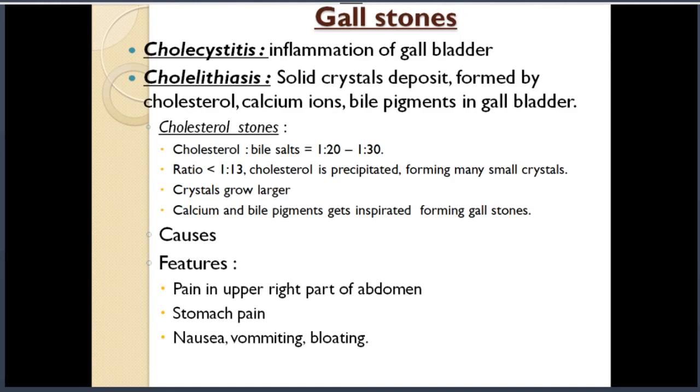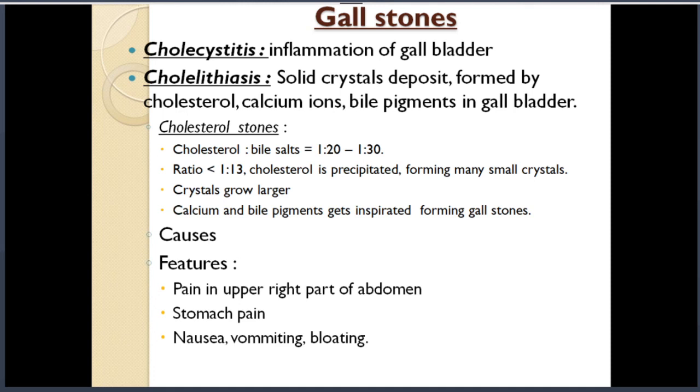Then gallstones. Gallstones are the solid crystals that are deposited in the gallbladder, and it is formed due to the precipitation of cholesterol in the gallbladder with calcium ion and bile pigments. So this is known as cholelithiasis. Cholecystitis is inflammation of gallbladder.